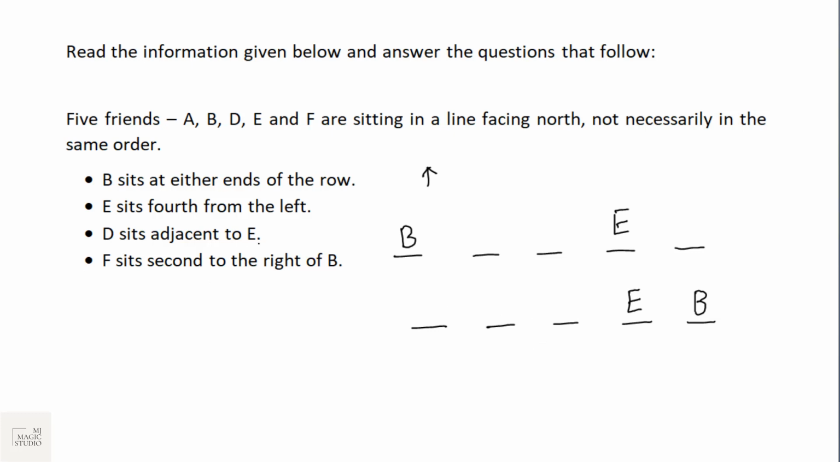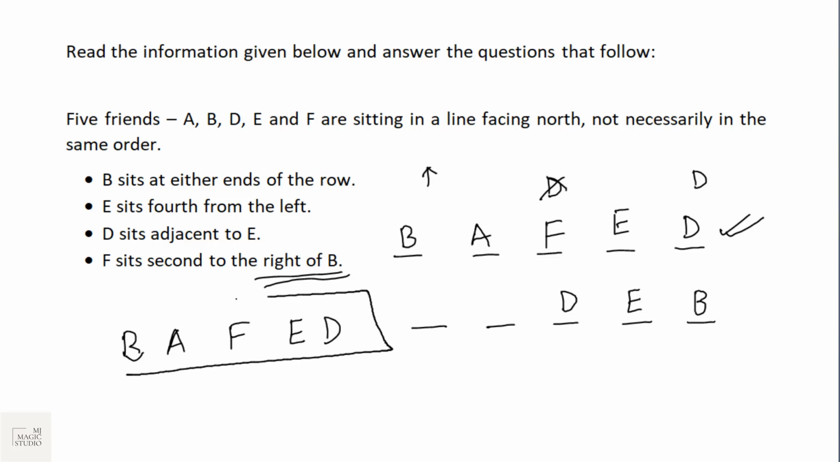Done. D sits adjacent to E. So here we can have D sitting here or D sitting here, but in the second case, D should be on the left of E only. F sits second to the right of B. Wonderful. Here there is no right of B, that means this is the only case we were developing. And F sits second to the right, so F should be at this position. Then D is not here, D is here. We are left with A. So the sitting position is B, A, F, E, D from left to right.